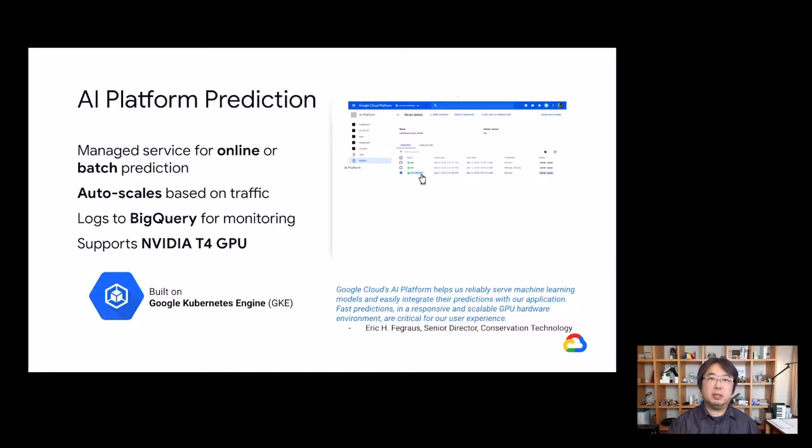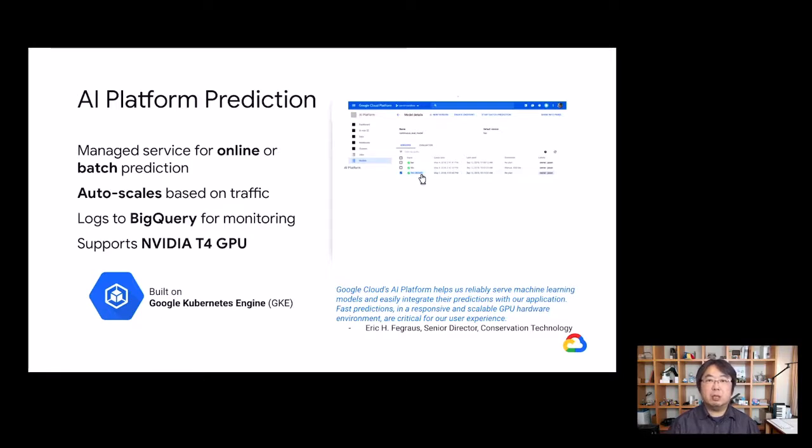One product I'd like to introduce here is the AI Platform Prediction. This is a managed service for online or batch prediction. And the largest benefit of the prediction service is scalability. It provides the auto-scaling feature, so you don't have to take care of how many instances you would need to handle the current workload. Instead, it automatically adds more instances or reduces the number of instances based on the traffic. And also, everything can be logged into BigQuery, the data warehouse, for continuous monitoring. And it supports the NVIDIA T4 GPU, which is one of the best GPUs for prediction workloads.